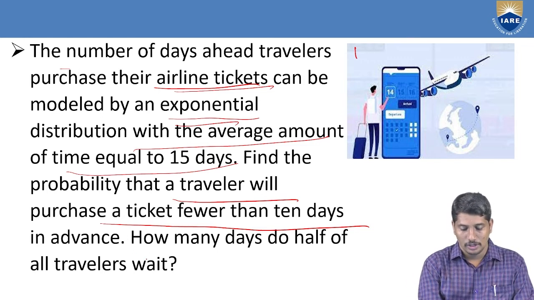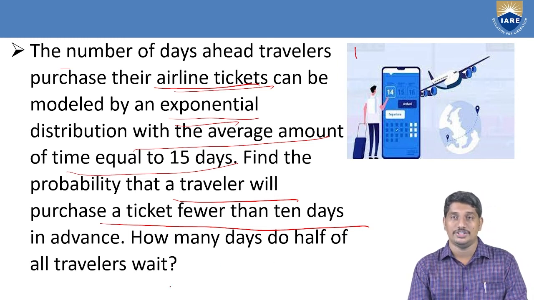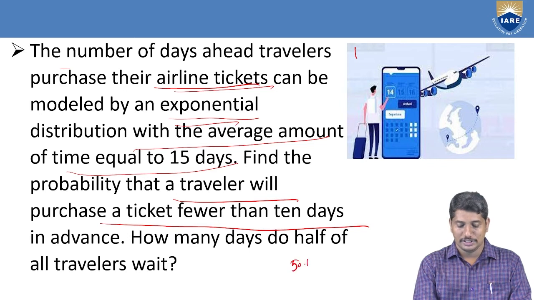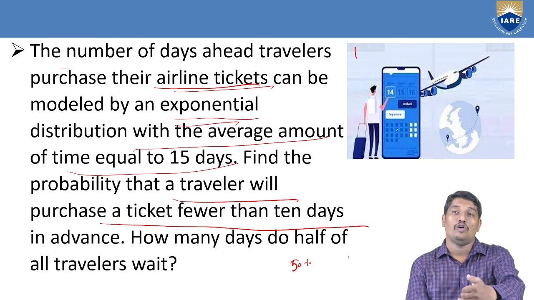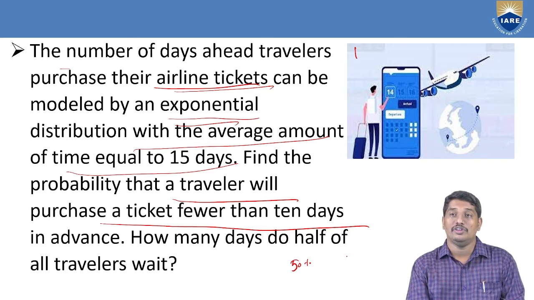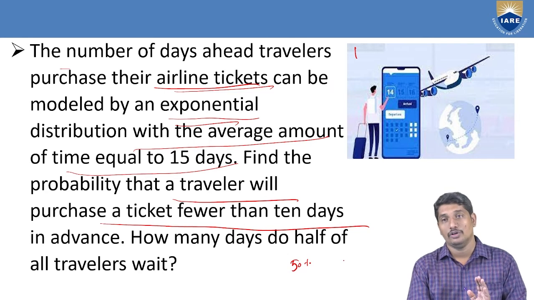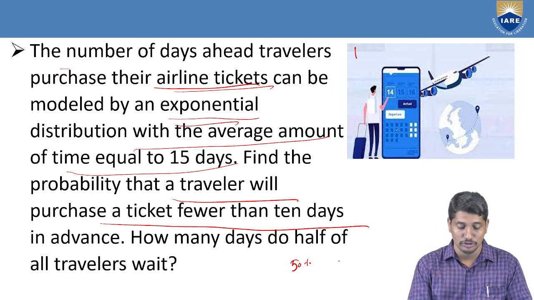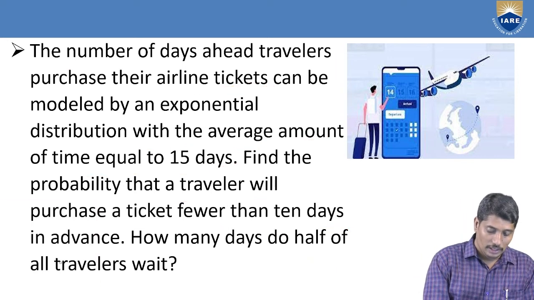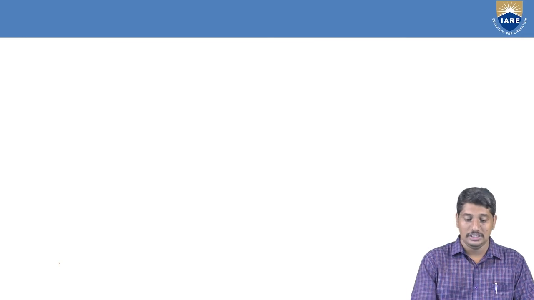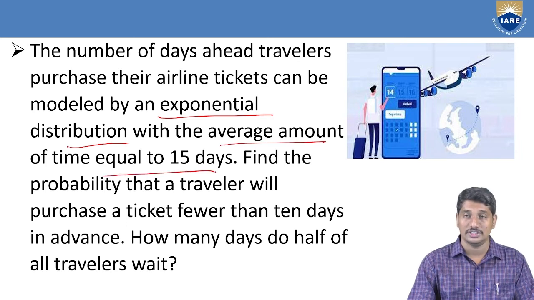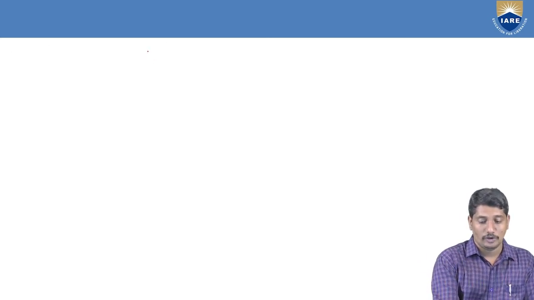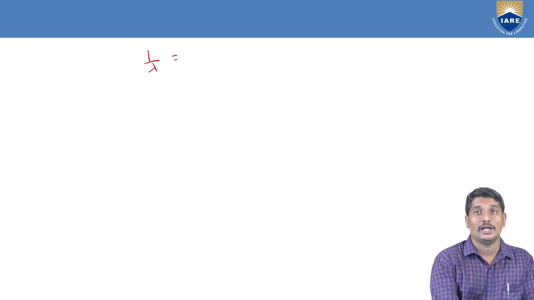And also, how many days do half of all travelers wait? That means 50% of the tickets will be booked within how many days? Within how many days will half of the seats in the flight be booked? For this, how long will it take? That we have to explain by using exponential distribution. Now, let us try to solve this problem. According to the question, it is following exponential distribution and the average amount of time is 15 days. That is why we can write the mean of exponential distribution, that is 1 by lambda, as 15 days.